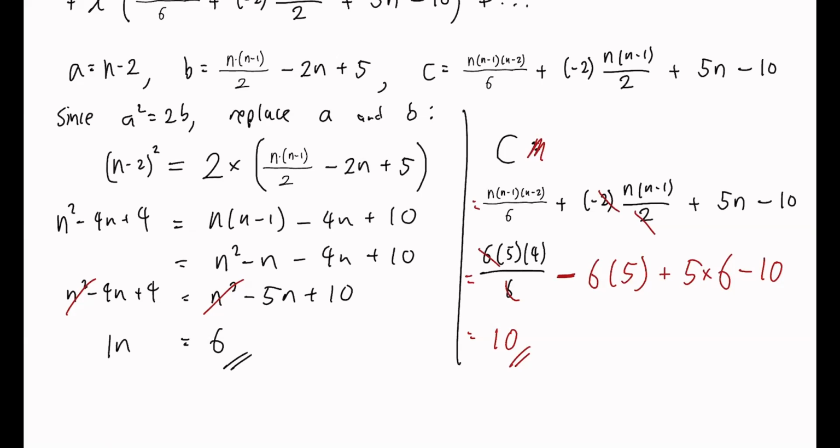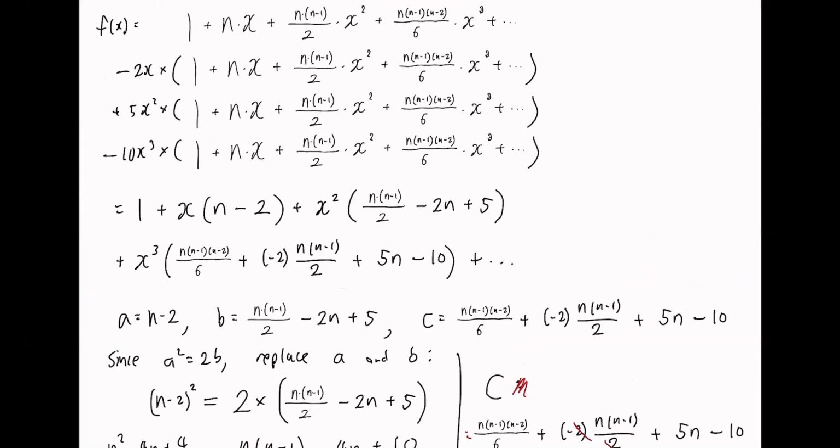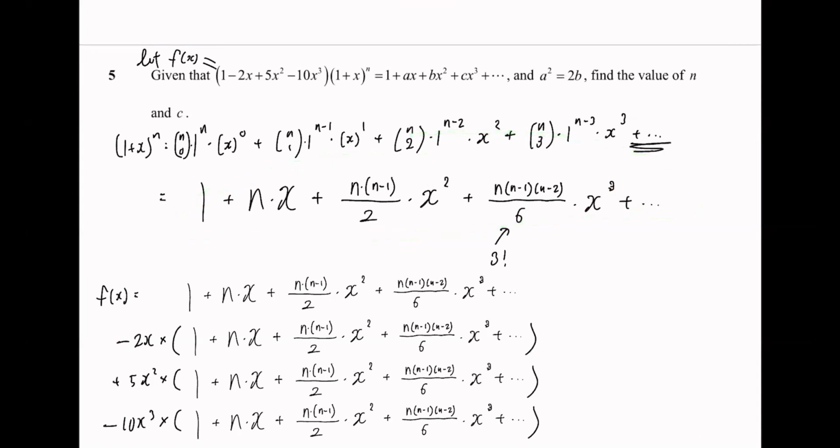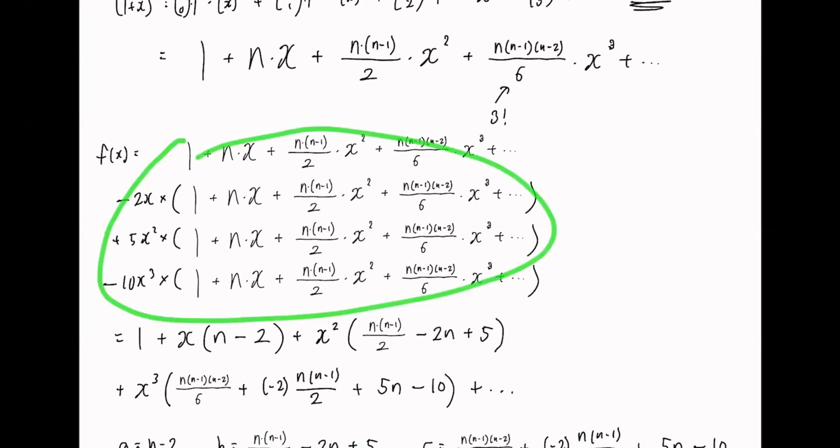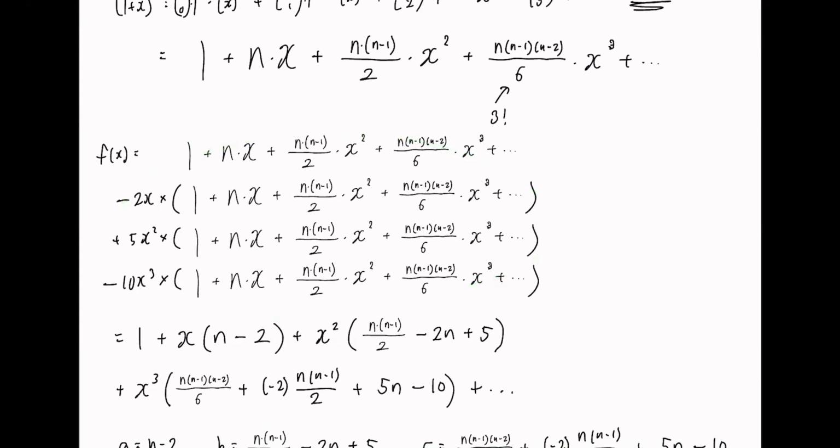Is this okay? I think it's not that bad. You just need to know how to expand the 1 plus x power n, right? Over here, up to the x cube. You need until x cube. Don't go beyond, or if not, you're doing extra work. And then you just write it out neatly. Then you slowly expand it one by one until you can get your constant, linear, quadratic, and cubic.